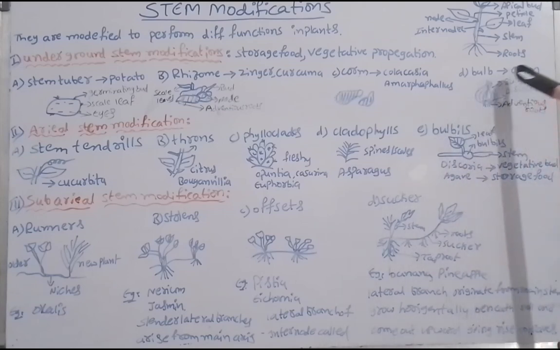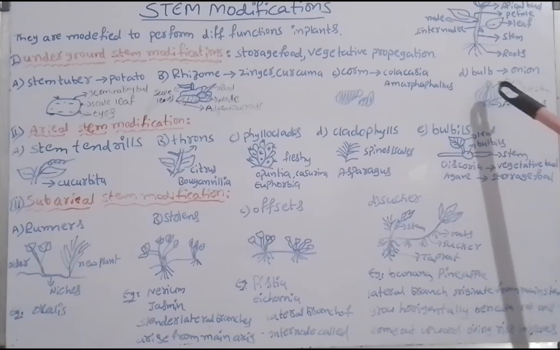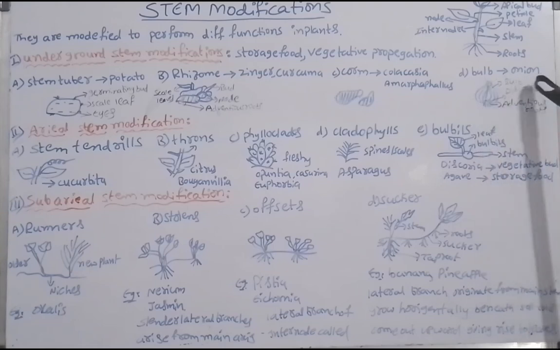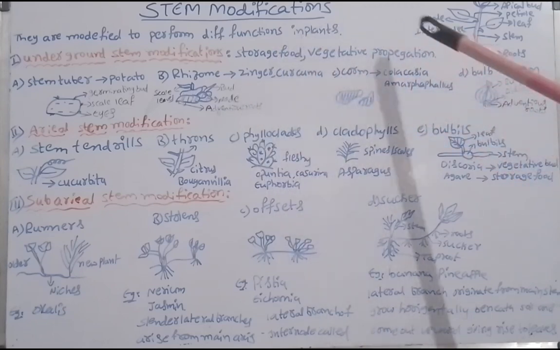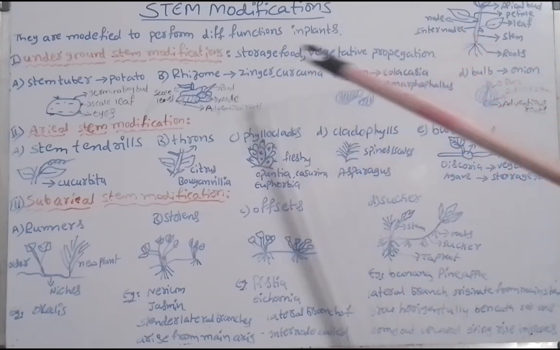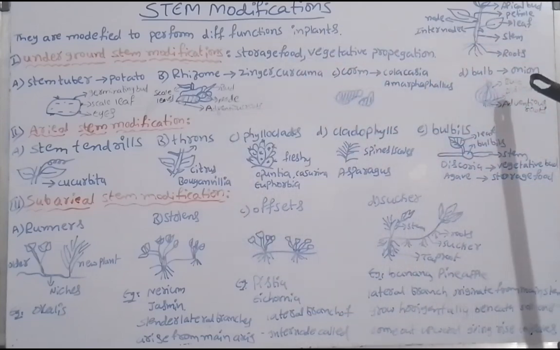Next one, bulb. Example, onion. Onion is one of the few examples of plants that show such modifications. Here in onion, this is the bulb, this is the discoid stem, and these hair-like structures are called adventitious roots. This is the underground stem modification. Storage of food and vegetative propagation are the main functions. Examples: stem tuber, rhizome, corm, bulb.